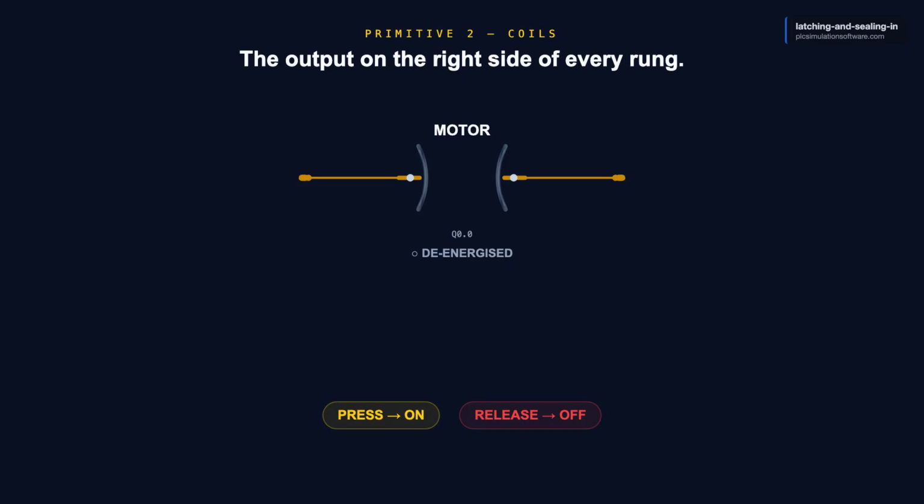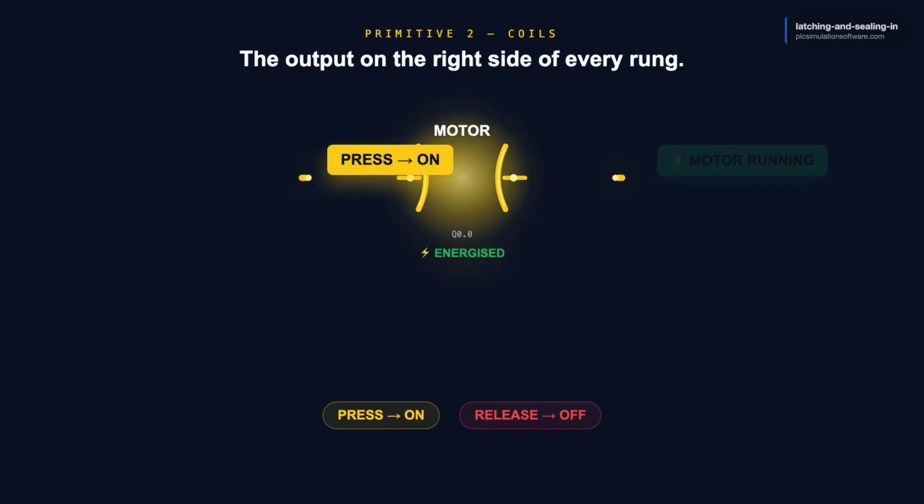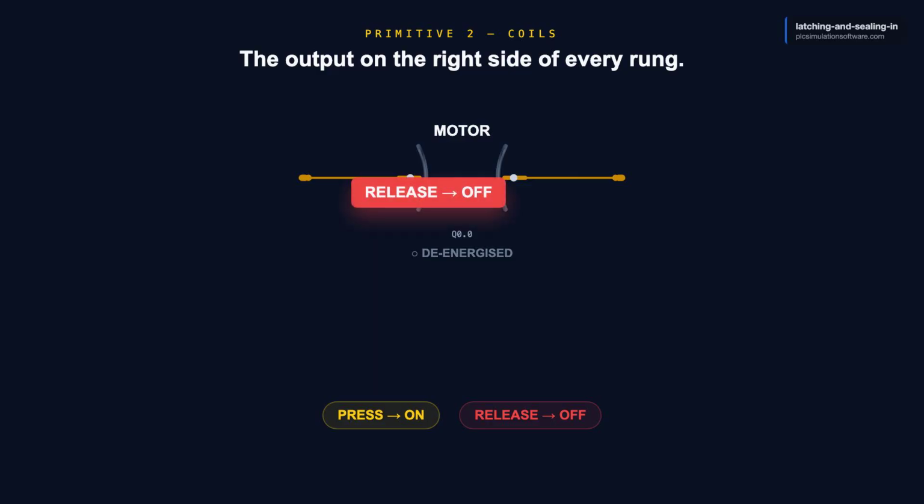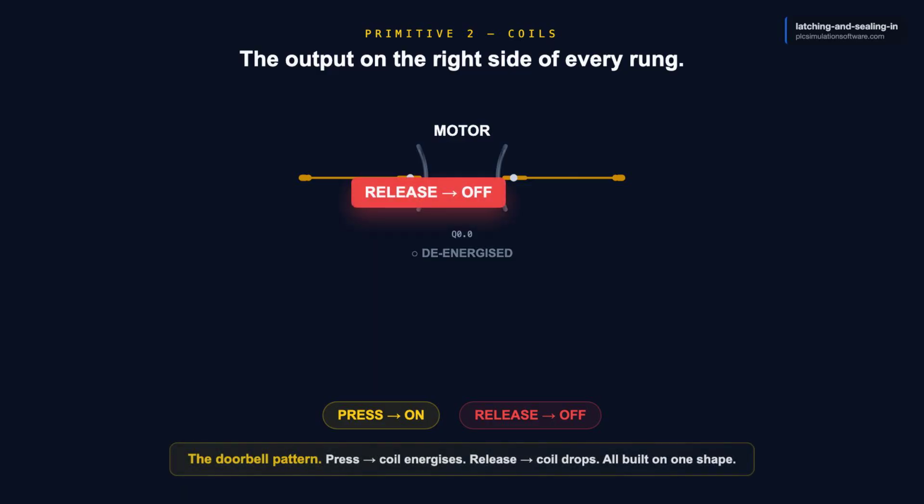The second primitive is the coil. A coil is drawn as a circle, sometimes with parentheses, sitting on the far right of the rung. The coil is the output. It represents the real device the program is controlling: a motor, a valve, a light, a solenoid. When power reaches the coil, it is energized and the device turns on. When power does not reach it, the coil drops and the device turns off.